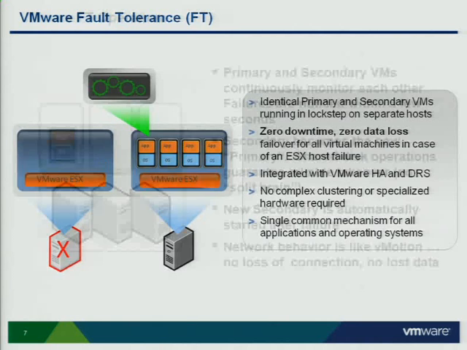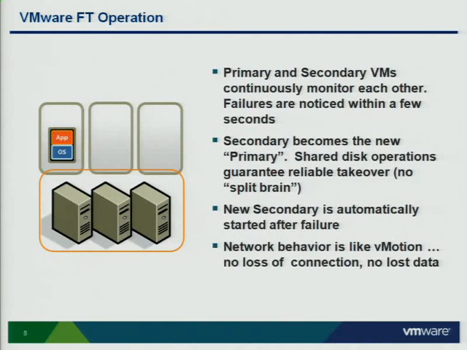So let's see some more details about how this thing works. Here I have an example where I have 3 hosts running in the HA cluster. My VM is running on the leftmost host. When I start FT on this VM, I'm going to create a secondary. The secondary is created using a modified form of vMotion. The primary and secondary are continuously monitoring each other by exchanging heartbeats over the FT logging network, which is again indicated by the VMware FT arrow here. And the primary and secondary are identical, almost identical.